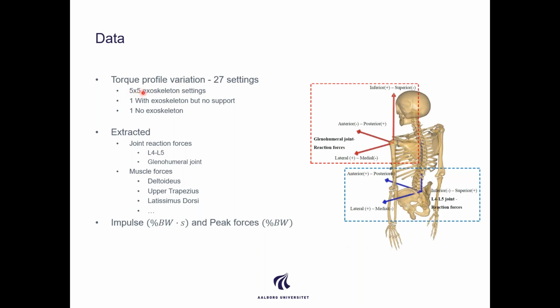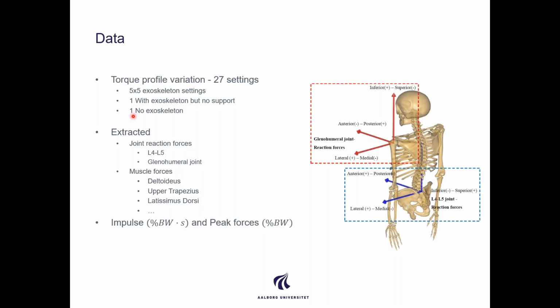We had the 5x5 exoskeleton settings ranging from 1 to 5 in the torque output and from 60 to 120 in the torque angle. And then we also had a setting where we had the exoskeleton on, but we were performing it without support. And then we had this no exoskeleton setting where we performed the task without an exoskeleton.